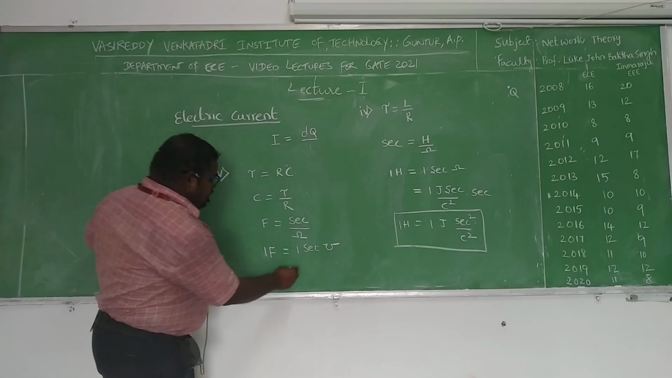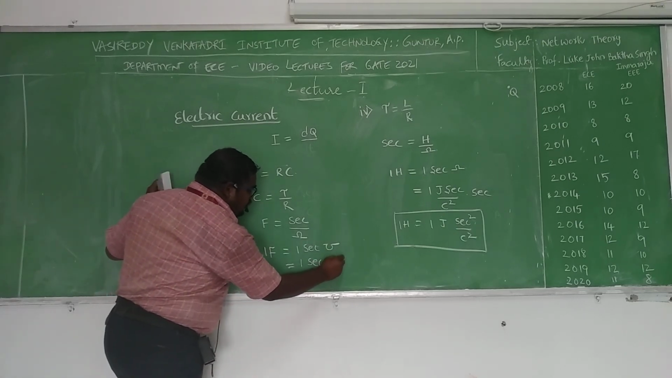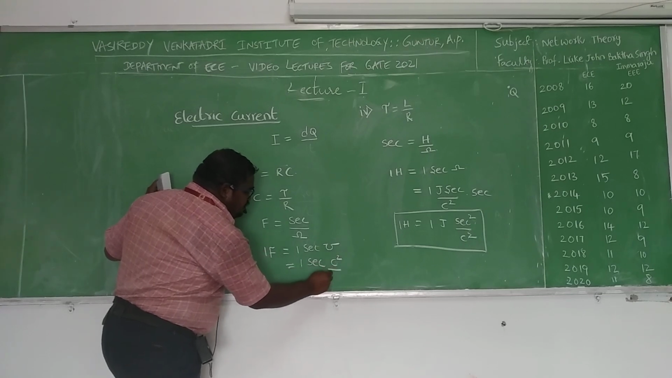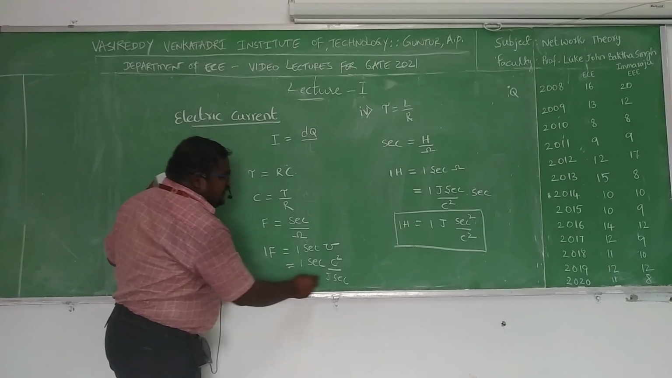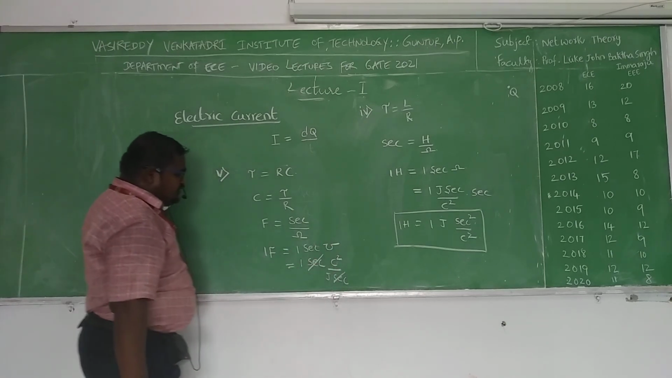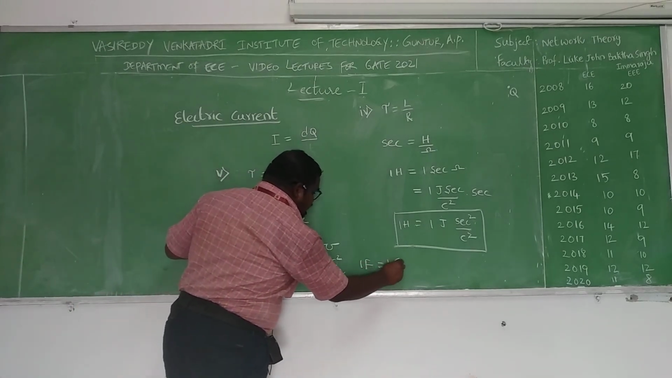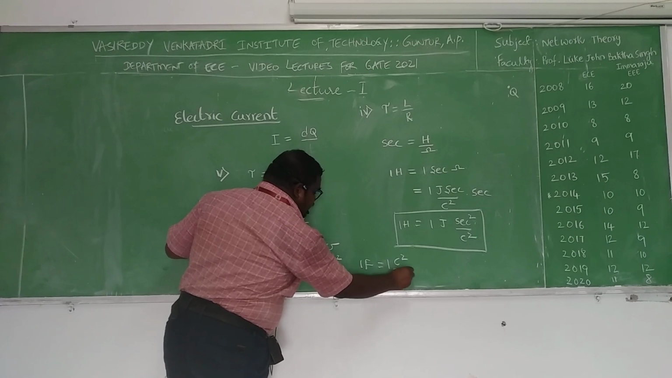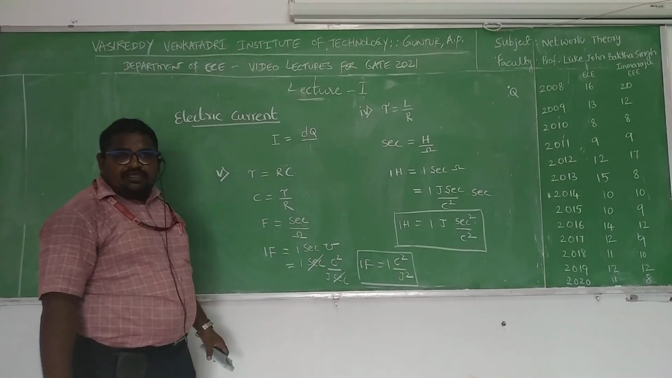So here we know that 1 second mho means coulomb square by joule second, times second. So that means the second gets cancelled. Now what is 1 farad? 1 farad is equal to 1 coulomb square per joule. This is about the farad.